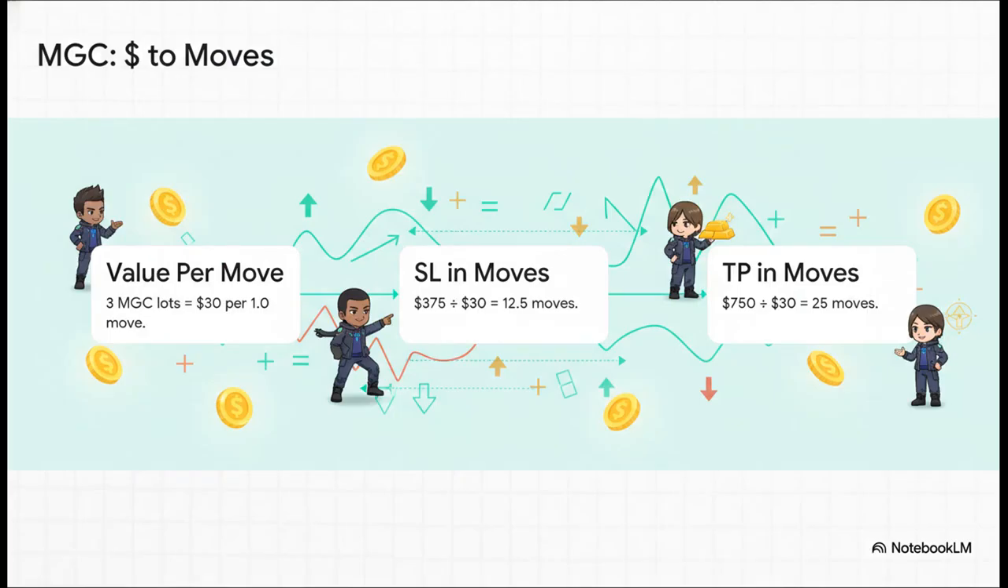Let's run the numbers for gold. With 3 lots, a full 1.0 move in the gold market is worth $30.